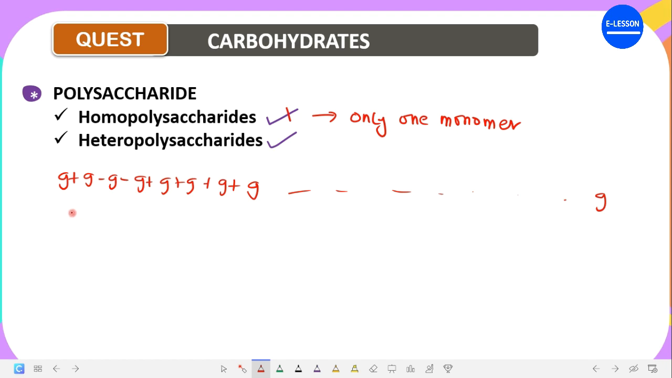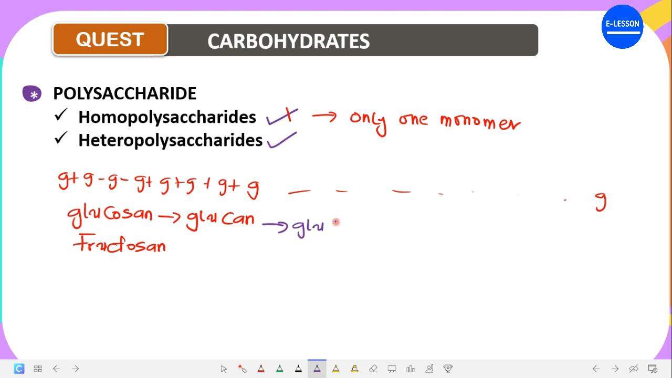We have glucosan or glucan. You can also call it glucan. And then we have fructosan. Now, as the name implies, glucosan or glucan means they contain only glucose subunit. Means they contain only glucose what? Subunit. Fructosan means they contain only fructose subunits.